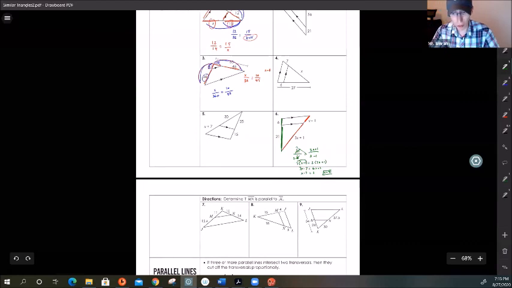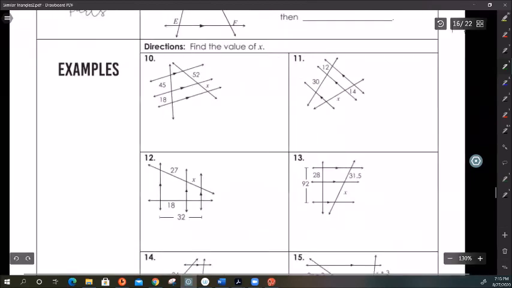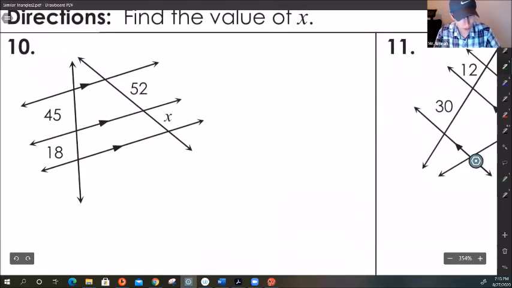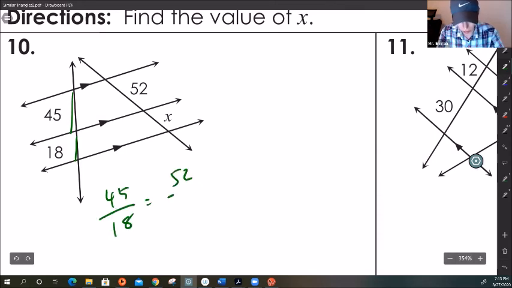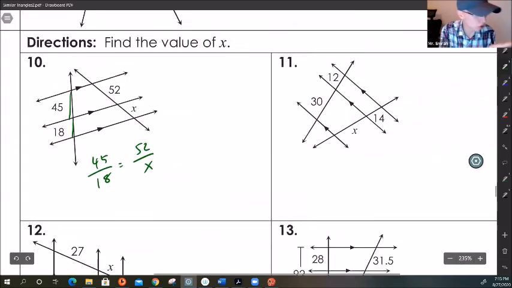Would you like to do one more problem on this one or skip it? Skip. Caitlin is saying skip. All right. And that also works, as I said. It doesn't necessarily have to be triangles, right? I can just use this theorem for any kind of parallel lines and any kind of shape. So 45 to 18 here is going to be equal to 52 to x. 45 over 18 equals 52 over x, right? Yep.